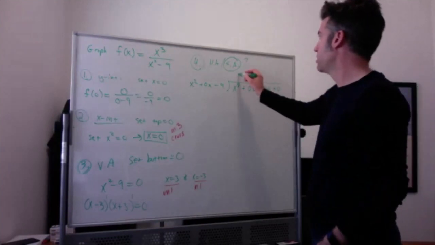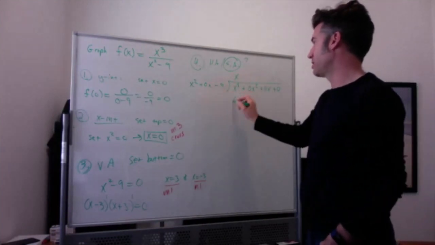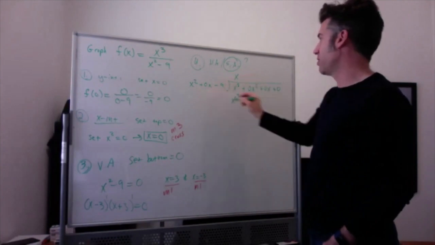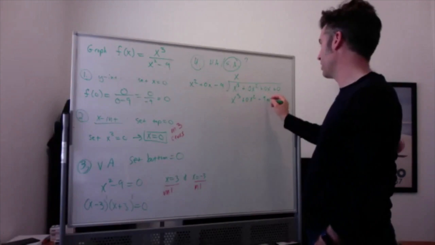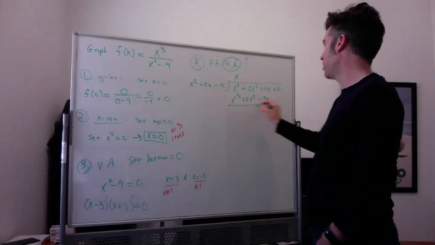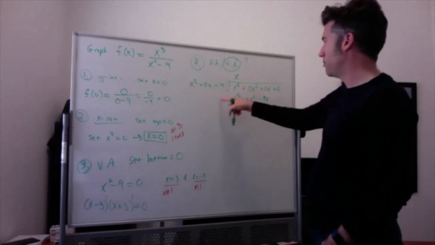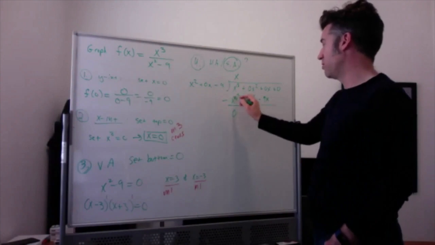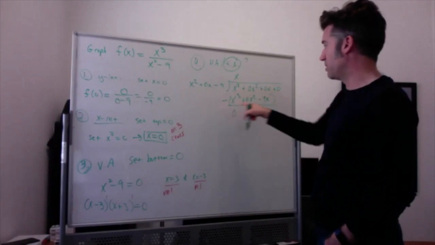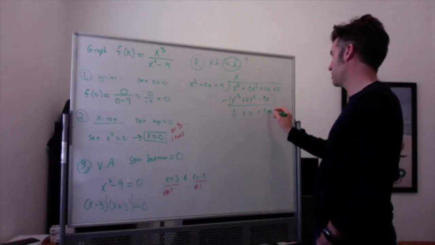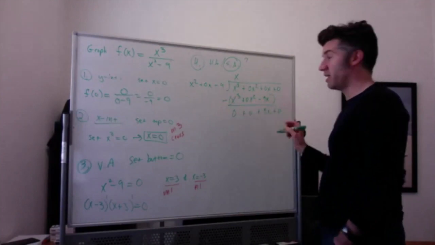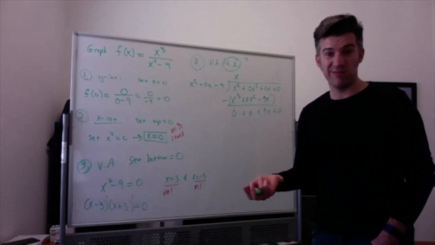Exactly. X times x squared is x cubed. X times 0x is 0x squared. X times negative 9 is negative 9x. We subtract. X cubed minus x cubed is 0. 0x squared minus 0x squared is 0. 0x minus 9x is plus 9x. Bring that to 0. And now look, we're actually done.